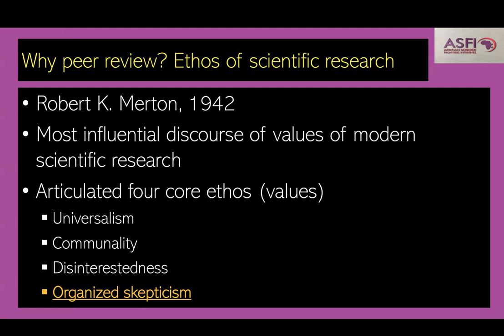And in 1942, you have this Robert Merton, as we have shown across our trainings, who provided what he called ethos or values. He said science has 4 core values. I won't go through the other 3, but the last one, he says, is organized skepticism. All right, one of the values of science is organized skepticism.